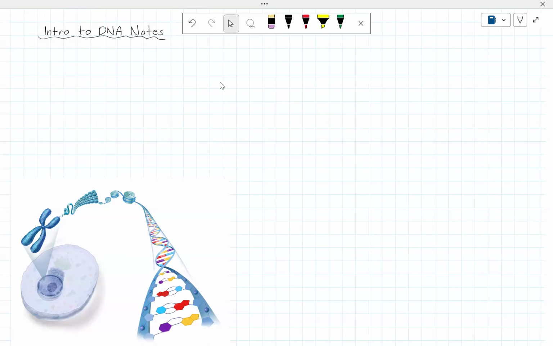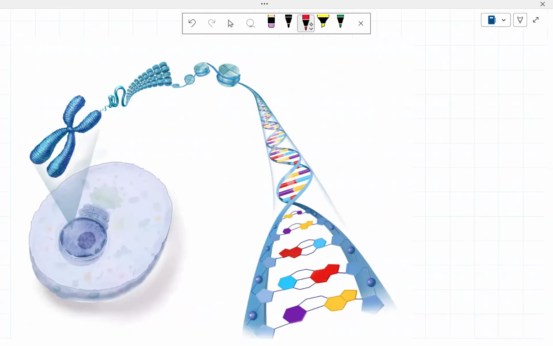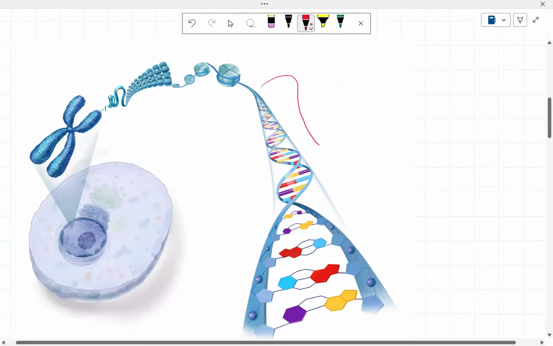So your page should look like this so far. We should have it titled Intro to DNA Notes, and then we should have this diagram pasted to the bottom of our page. Now, looking at this diagram, we're going to break it up into separate parts. The first thing we should identify is this strand right here. We're going to label this DNA.